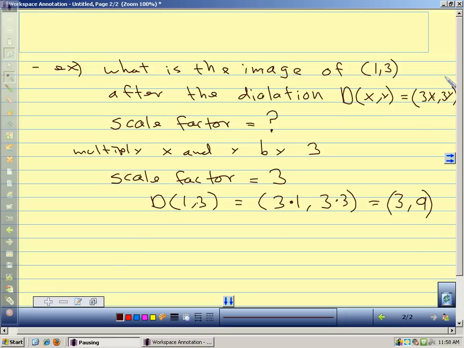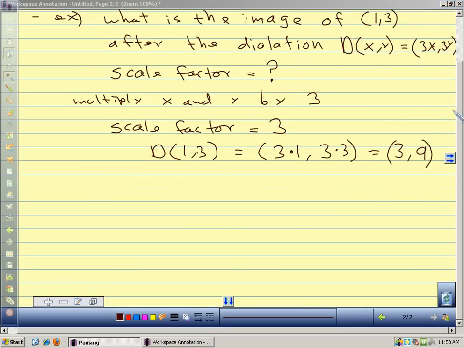Pretty easy. And now the thing that's interesting about dilations, and I'm just going to do a quick sketch here. If we plot the point 1, 3, so this is over 1, up 3. I know it's not exact. And we go over 3 and up 9. So this is 1, 3. And this is 3, 9. If we measure the distance from 0, 0 to 1, 3, and we measure the distance from 0, 0 to 3, 9, the distance between 0, 0 and 3, 9 would be 3 times as big as the distance between 0, 0 and 1, 3.